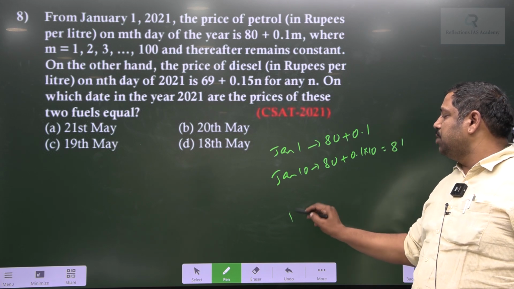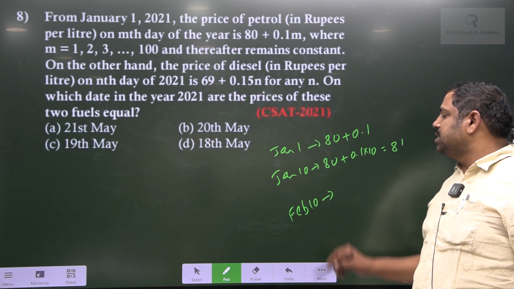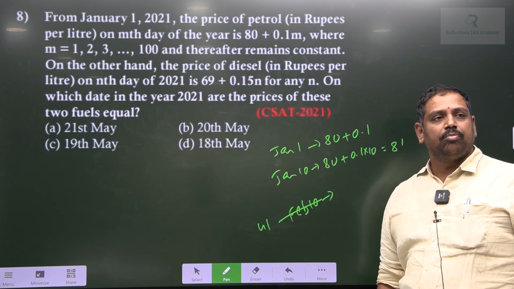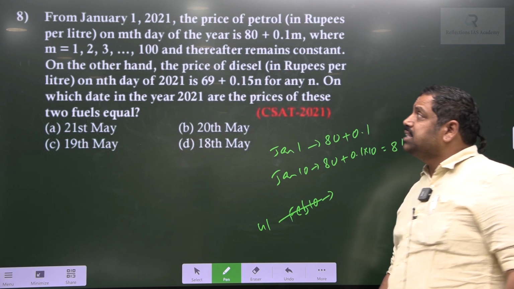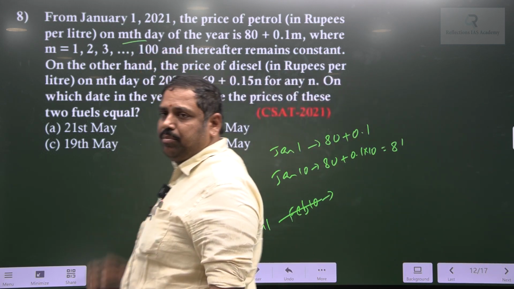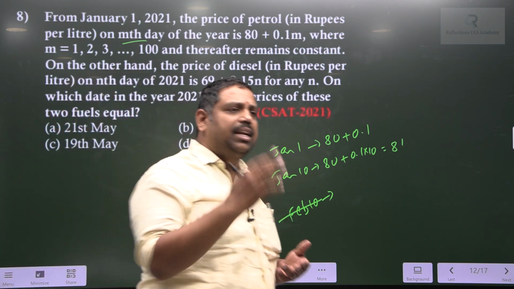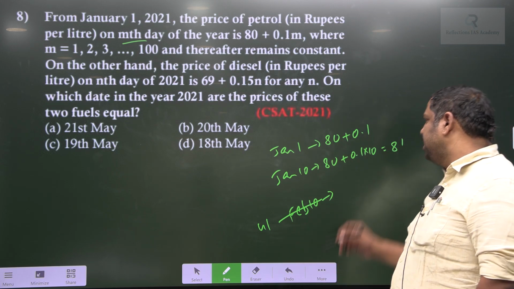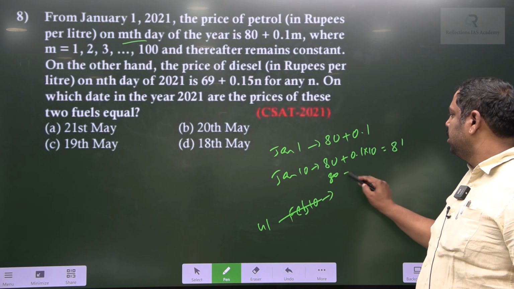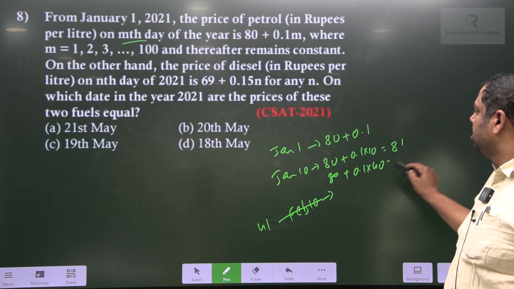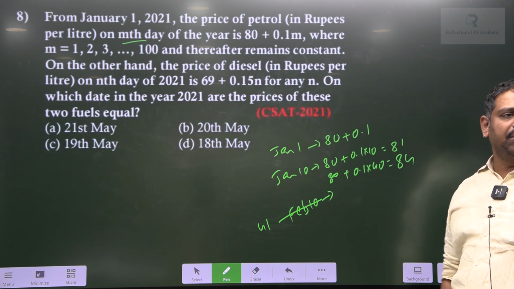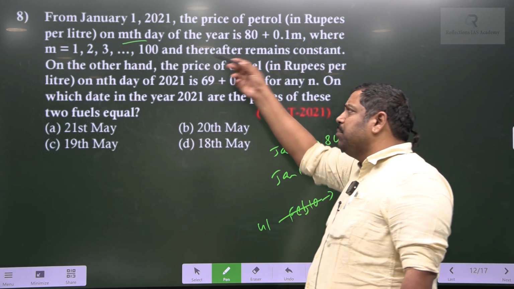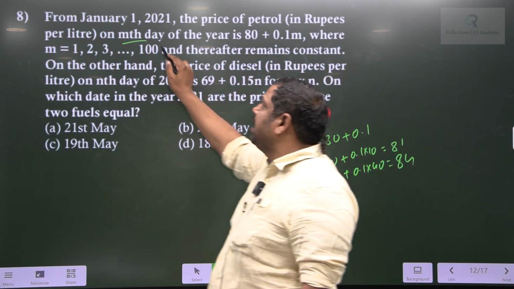So that is equal to 81. Suppose on February 10th, this is nothing but the 41st day in that year. Yes or no? Because he is saying the mth day of the year, not the month. January has 31 days, February 10th means total 41 days, right? 80 plus 0.1 into 40 means 84 rupees is the price on February 10th. Do you understand my point, all of you? That's what he gave, where m is equal to 1, 2, 3 and so on up to 100. He stopped at 100.